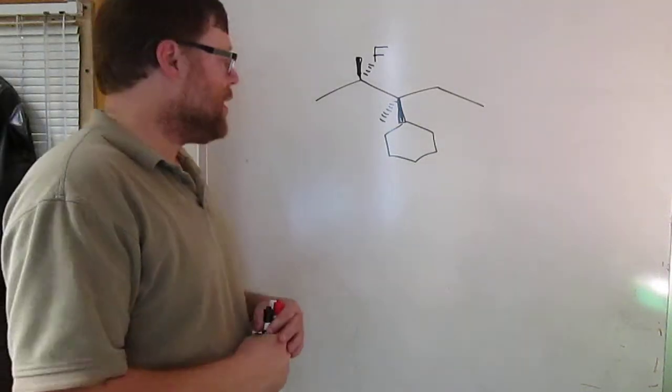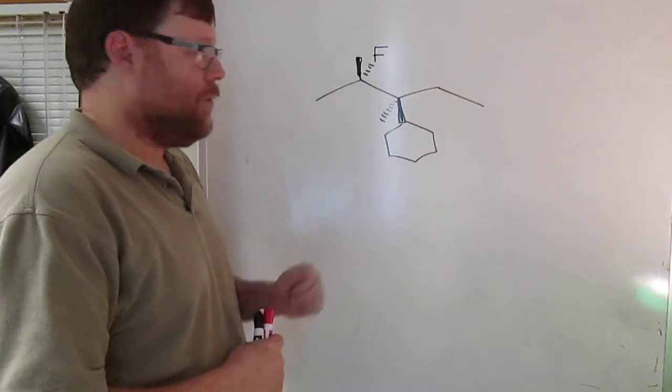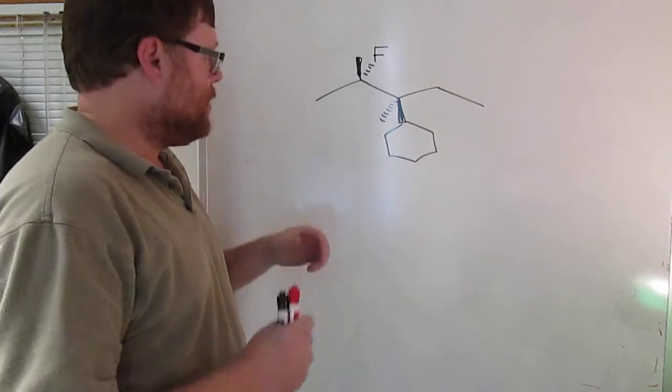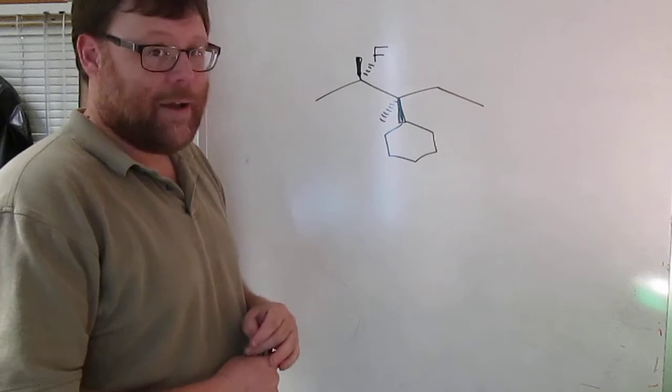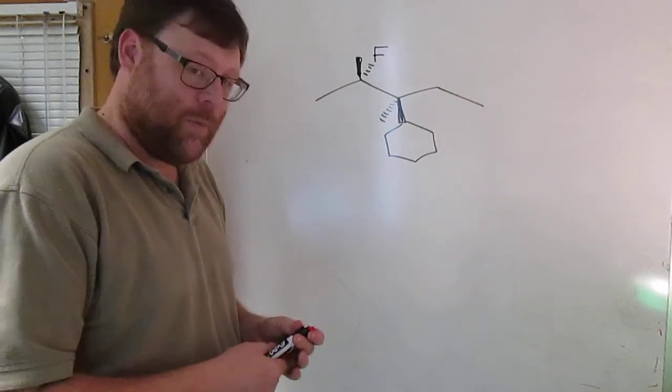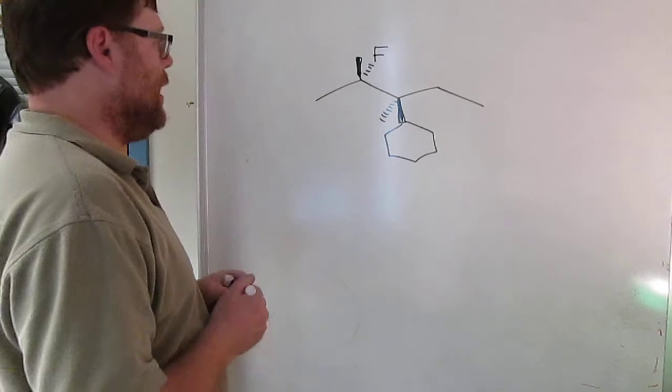All right, another Newman projection. I'm going to ask you to name this molecule. I'll put the name up at the end, so you can pause and work on that. And then I want you to draw a Newman projection looking down C2, C3. So actually, while you work on that, I'm going to figure out the name of this thing.